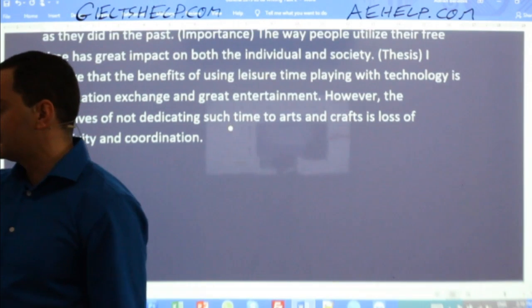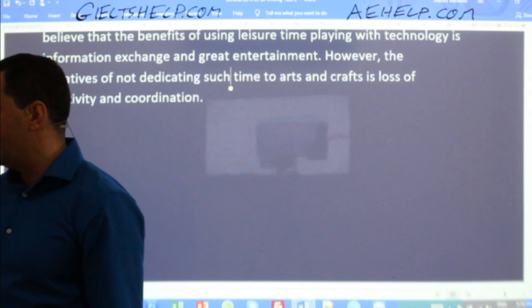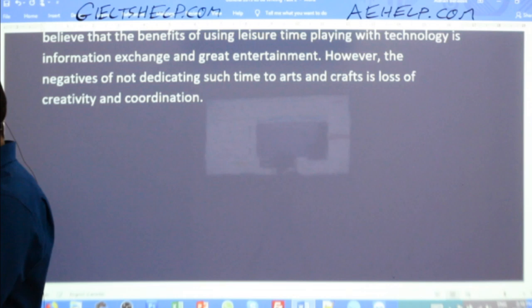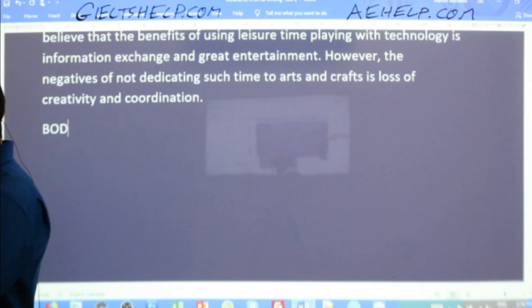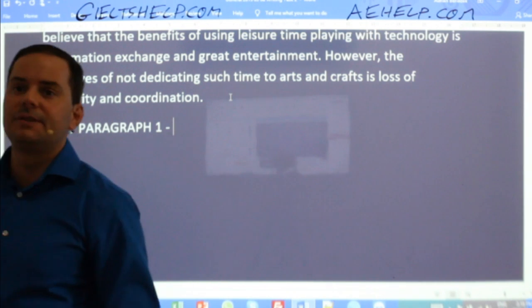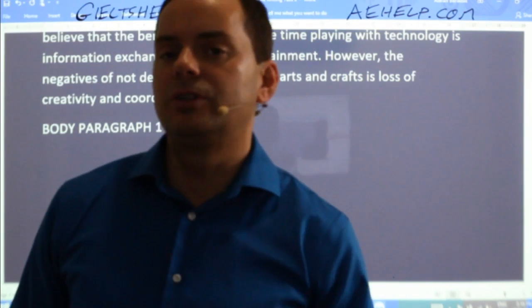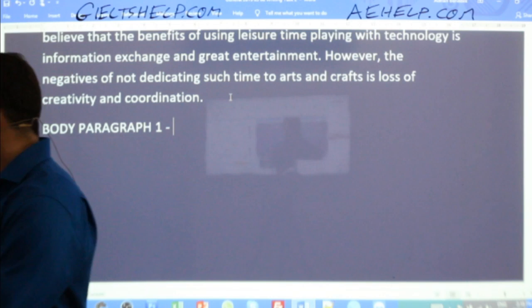All right, students, so now we get into body paragraph 1. Body paragraph 1 is about the advantages of technology. So body paragraph 1, advantages of technology. Here you have a topic sentence, okay?